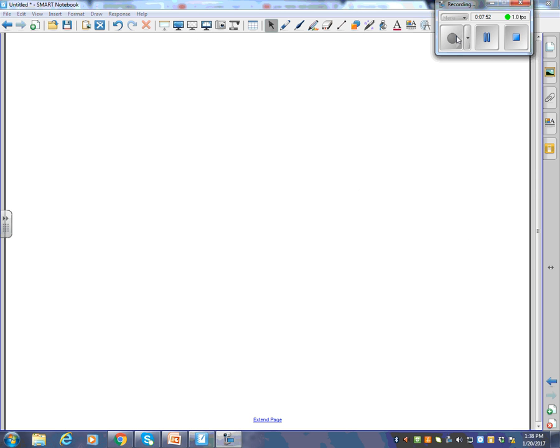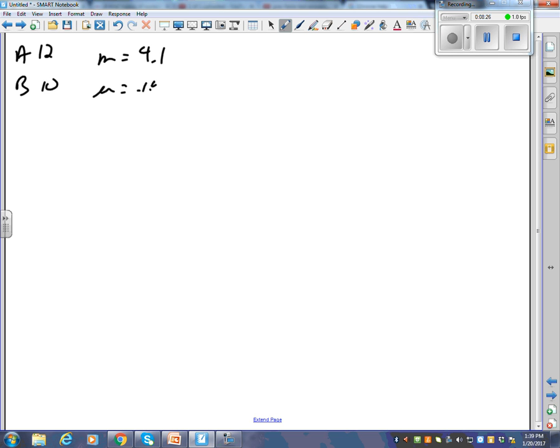Number 12, right? So A is number 12. Have B people figured it out yet? How much force would be required to start a 4.1 kilogram object sliding? Excellent. Okay. So the mass again, 4.1. And the coefficient is 0.18. These are all kind of the same kind of question, aren't they?